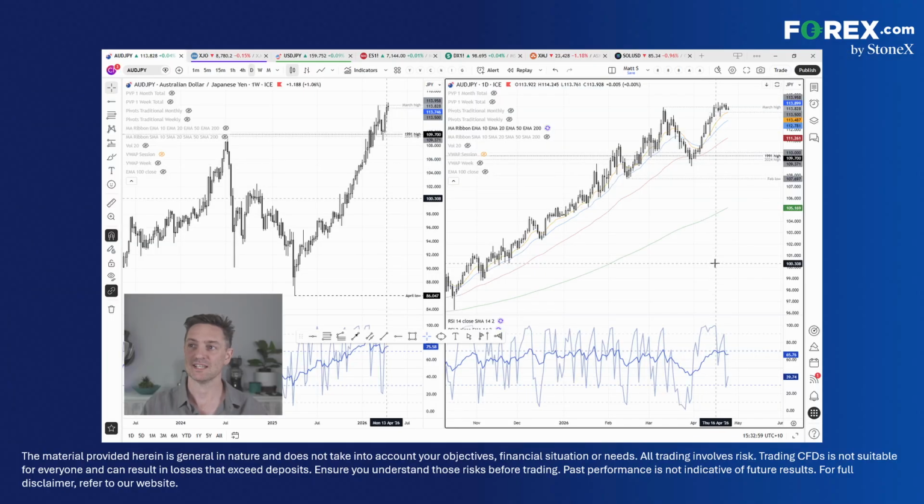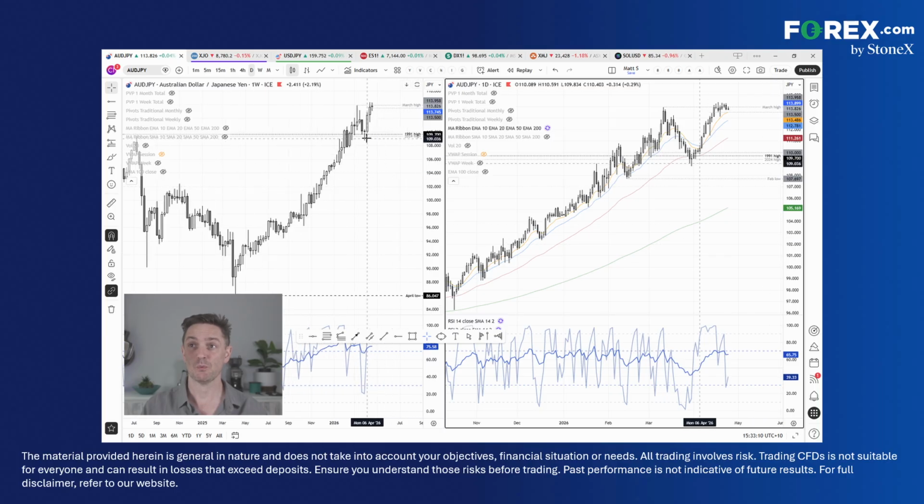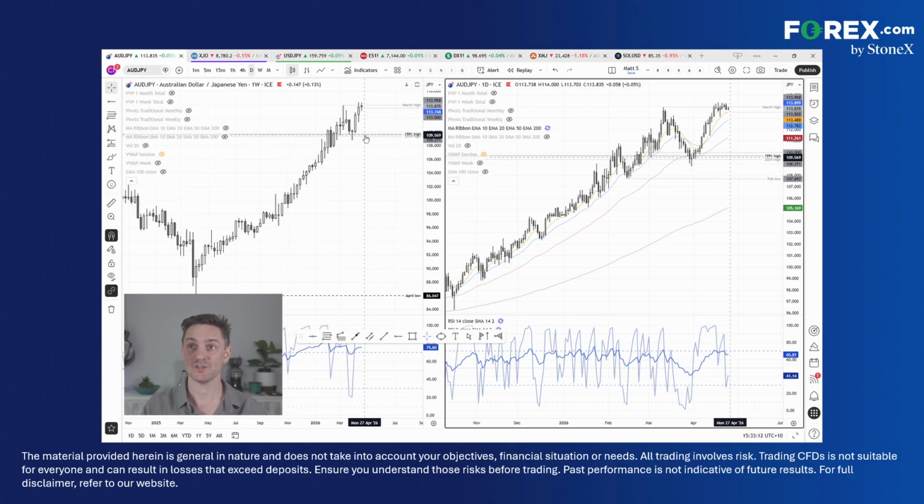Aussie yen looks extended. Now, we can't really fault this trend. It's been a fantastic bullish trend since that April low. It's been the best performing currency over the past year. But of course, like the Aussie dollar as well, we've had this strong rebound and volatility is low.